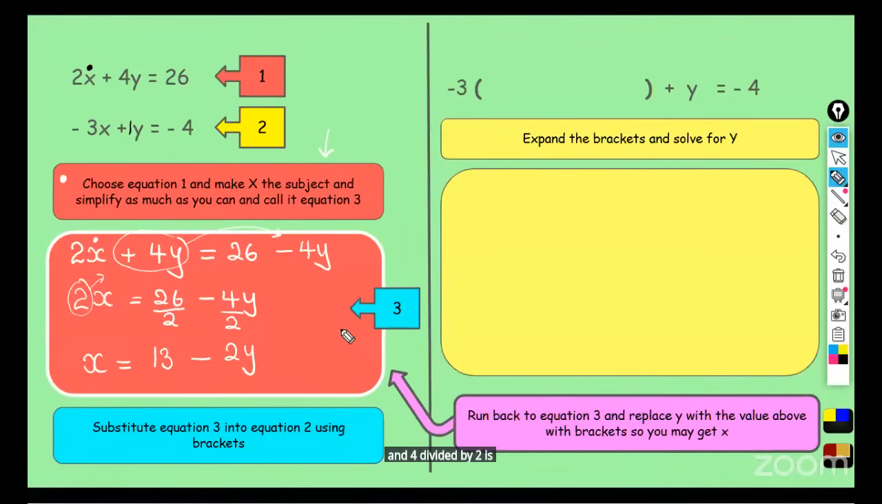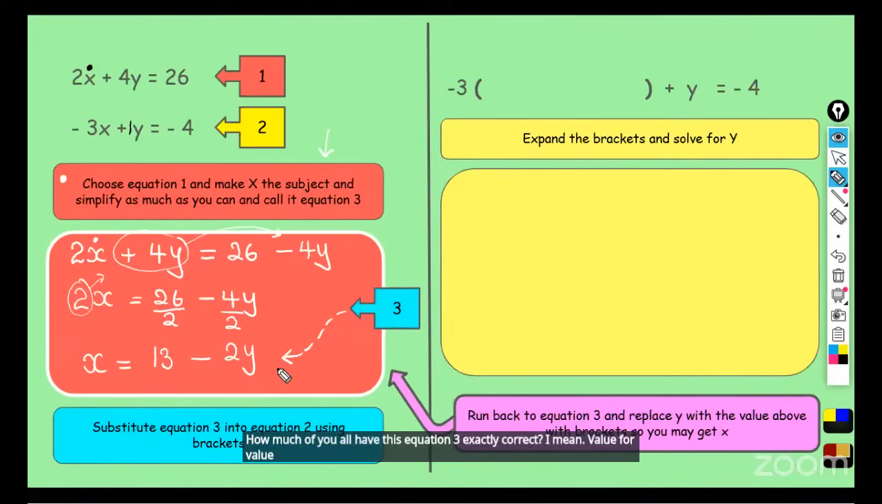And don't forget Mr. y. This is who? Equation 3. How many of you have this equation 3 exactly correct? I mean, value for value, sign for sign. You made no mistakes. You have x equals 13 minus 2y. If you have positive 2y, it's wrong, completely wrong.